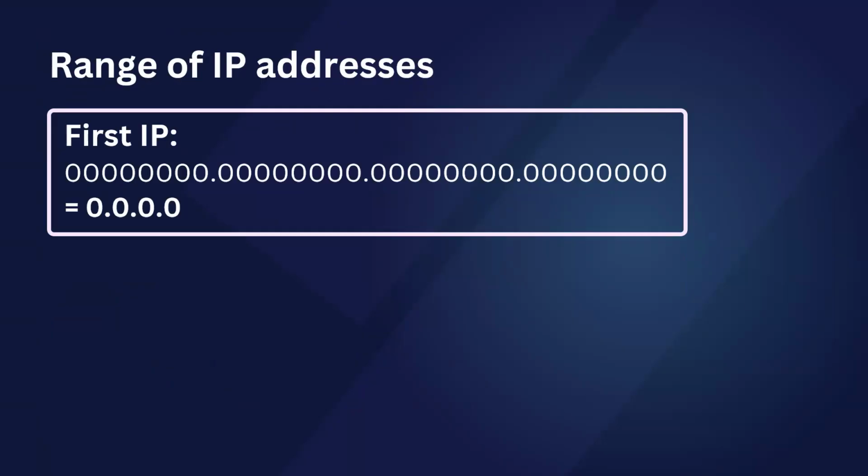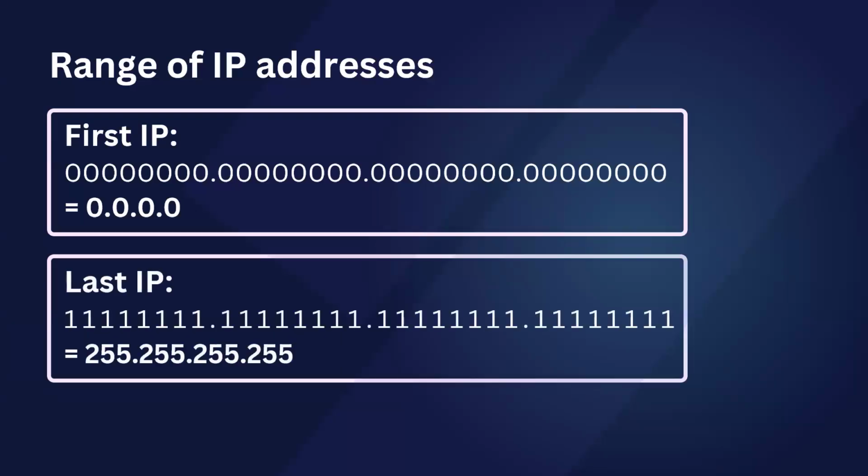And if I have to get the last IP, can anyone tell me what I should do? How do I get the maximum value possible? I put all ones everywhere. Exactly. When I put all ones, that is the last IP, which is 255.255.255.255. So your IPv4 addresses will only range from 0.0.0.0 to 255.255.255.255. Your IP addresses cannot go beyond 255. Every IP address that you have will always exist between this first IP and the last IP.